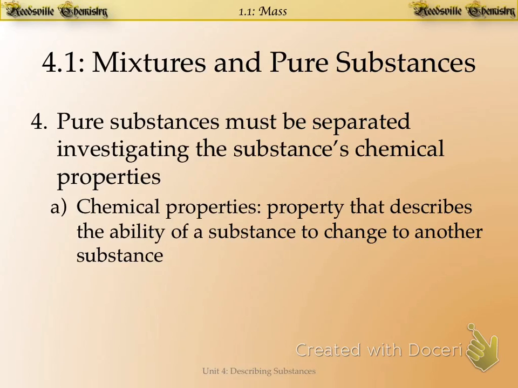A chemical property is different from a physical property. A chemical property is a property that describes the ability of a substance to change to another substance. There are really two main chemical properties. Substances have a certain type of reactivity. That's how reactive they are.